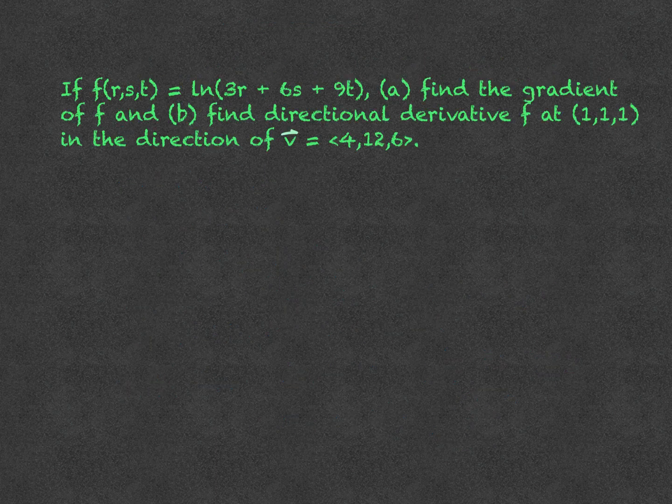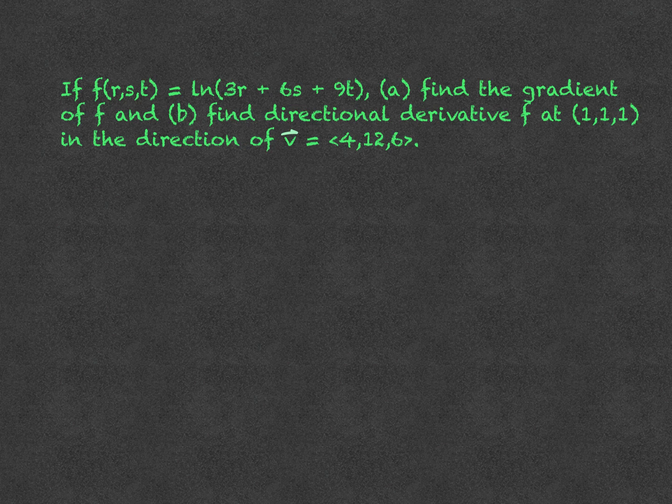Here's another one. Lots of times your homework is more complicated than what they give as an example. And I hate that, you hate that. So here's one that might lean that way. So f of, and the variables are r, s, and t. So we have the function is natural log of 3r plus 6s plus 9t. And we're finding the gradient and the directional derivative.